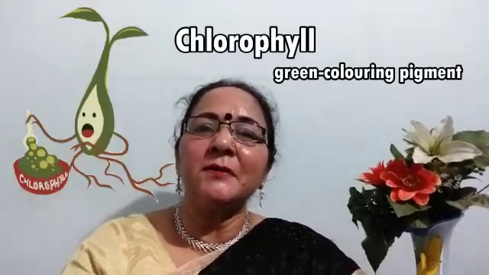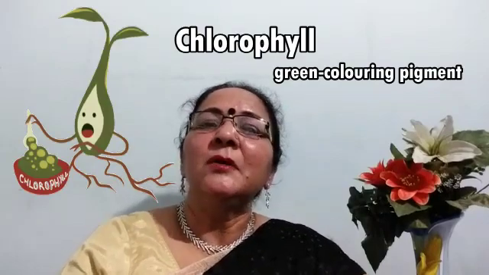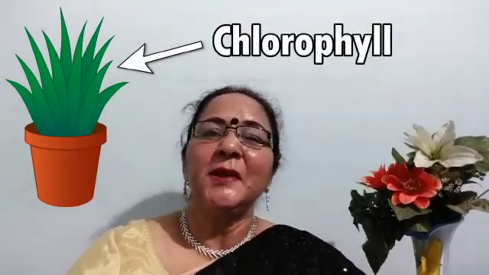Most of the plants with green leaves prepare their own food in the presence of water, sunlight, air, and a green coloring pigment called chlorophyll. Children, the green leaves of the plant prepare the food as they have chlorophyll in it.